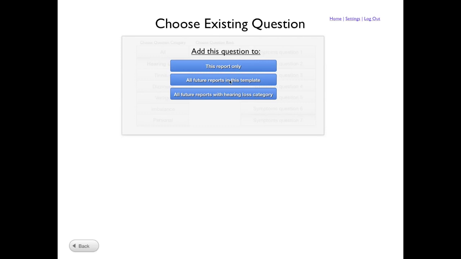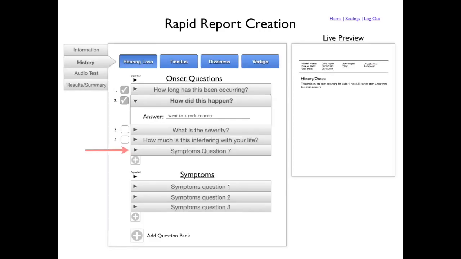The nice thing about doing this is that if I want to, I can only do it once, since I have the option to add it to all future reports. I can add it to all future reports that use the same template I'm working in, or add it to all future reports that use the hearing loss category at all. For now, I'll just add it to this report only.